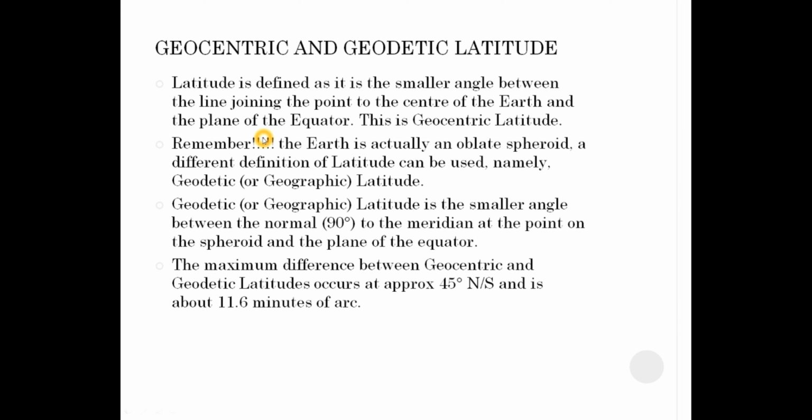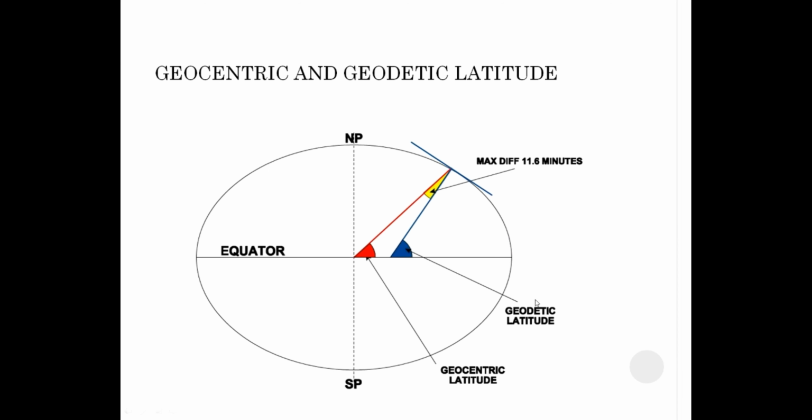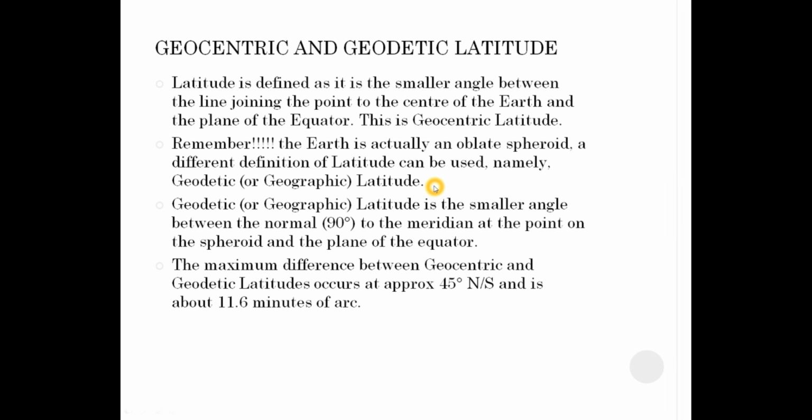Now remember, the earth is actually an oblate spheroid. A different definition of latitude can be used, namely geodetic or geographic latitude. Geodetic or geographic latitude is the smaller angle between the normal, 90 degrees to the meridian at the point on the spheroid, and the plane of the equator. So here, this is our geodetic latitude, right?